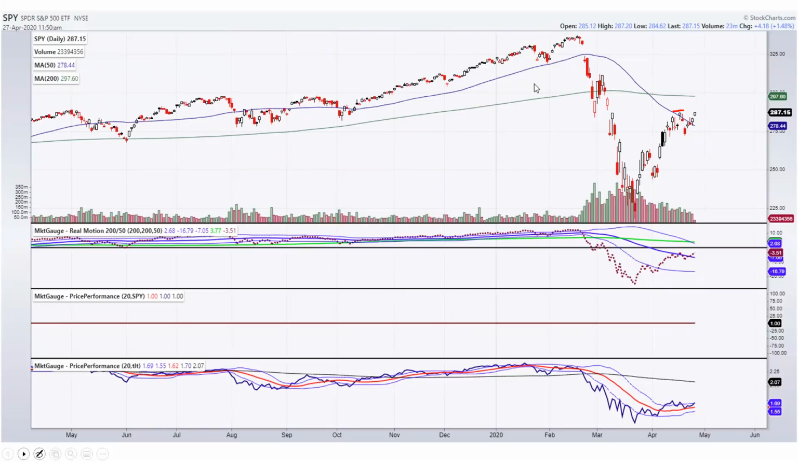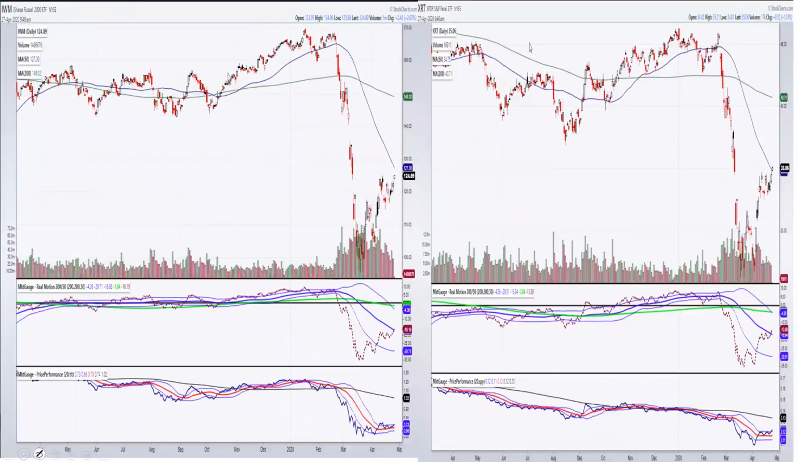Now, if we move on here to IWM, this finally is playing some catch up today, but look how far it is from its 50-day moving average.